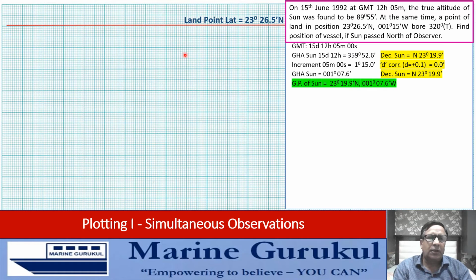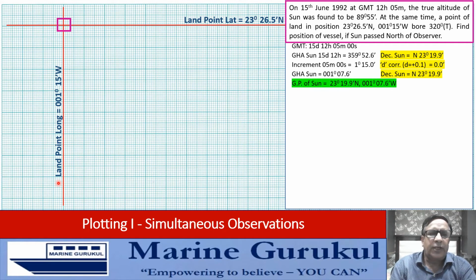Now what we have drawn on the graph is the parallel of latitude for the point on land, which is 23 degrees 26.5 minutes north. Why? Because we see that the GP latitude is south of it. Now here we are drawing the meridian for the point on land, which is 001 degrees 15 minutes west, and we know the meridian of the GP shall be to the east of it because its westerly value is lesser. So that's why they have been drawn, one right on top almost and the other to the left part of the page.